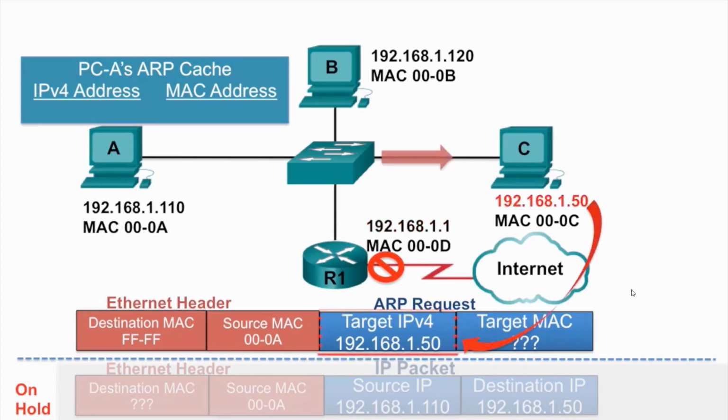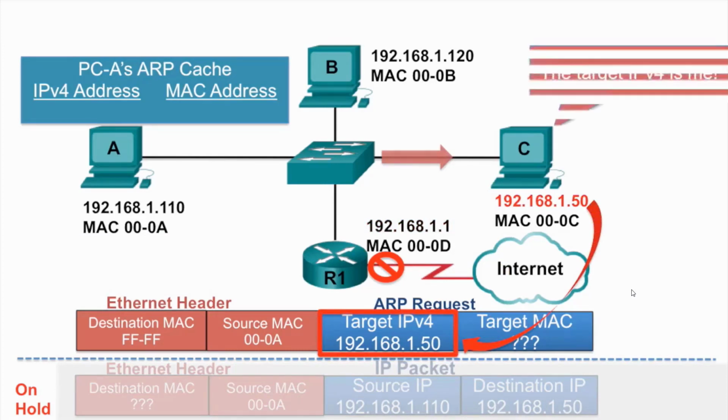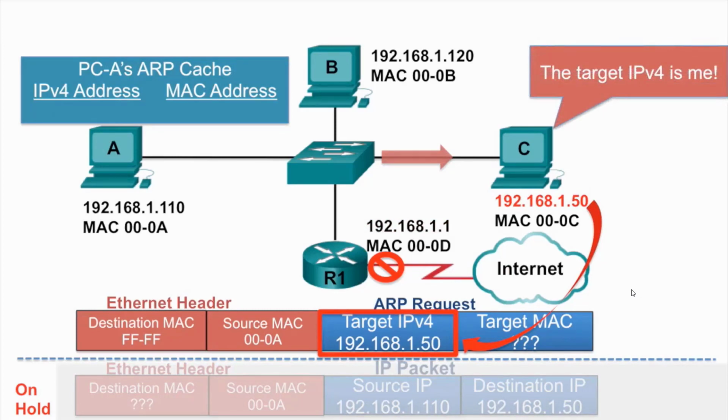PCC receives the ARP request, compares its IPv4 address against the target IPv4 address, and notices that it is the intended target of the ARP request, that the target IPv4 address does match its own IPv4 address. So PCC will need to send an ARP reply.